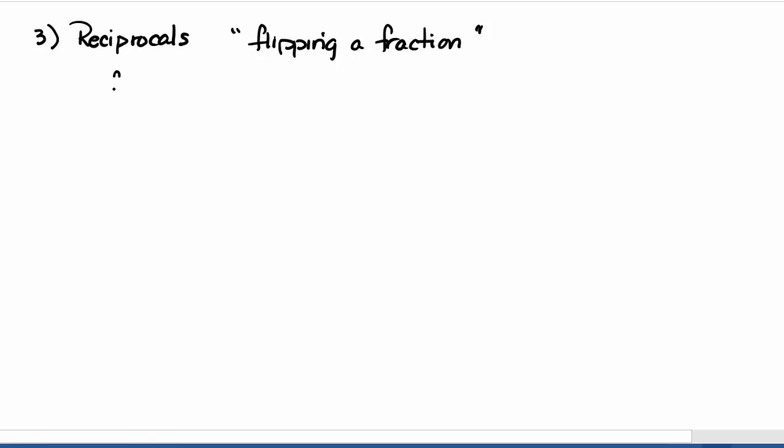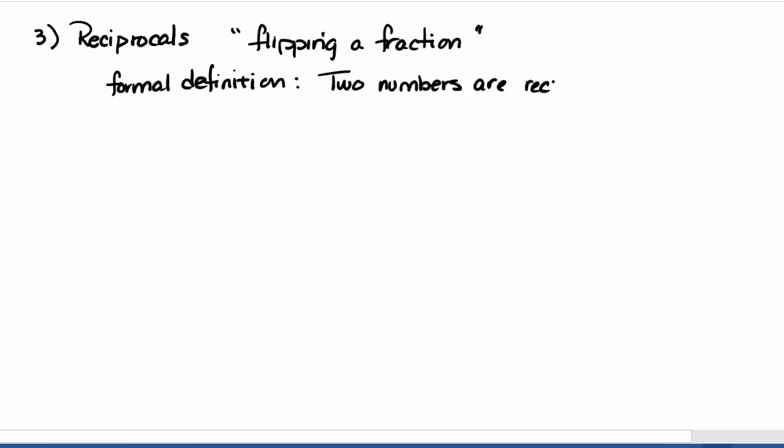So the formal definition is that two numbers are reciprocals if their product, again, remember, is multiplication, is 1.